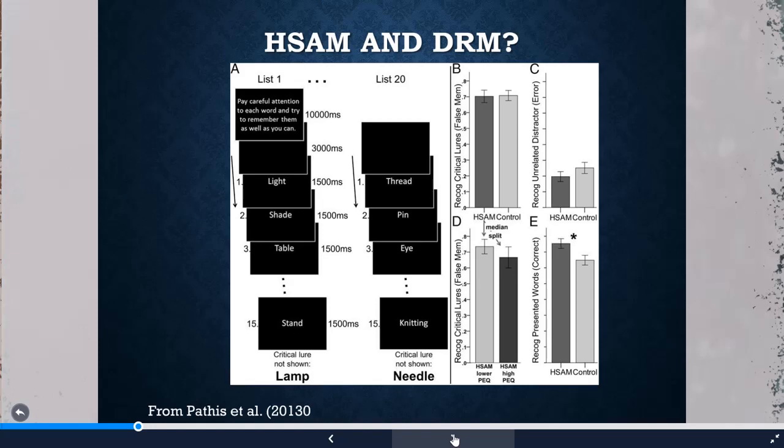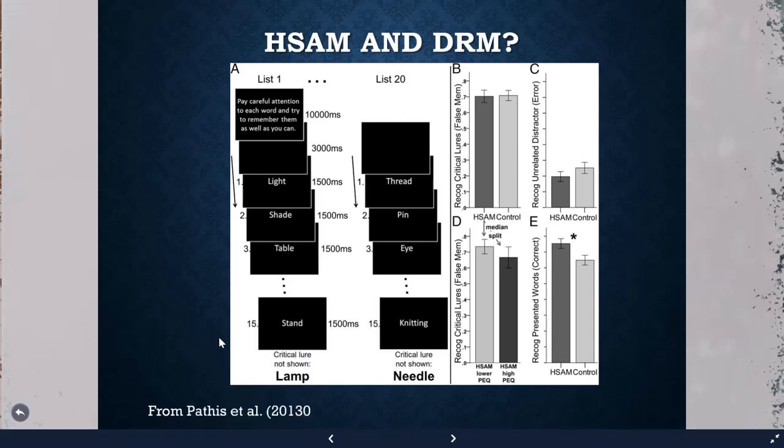Well, Patihis et al., 2013, in their study did the same thing, but they put these HSAM people in the Deese-Roediger-McDermott paradigm. Panel B here shows you their recognition of the critical lures, and you can see that that doesn't differ from our control subjects, and their proportions are pretty similar to what we found in our studies, right? So false memory rates, same as control subjects.